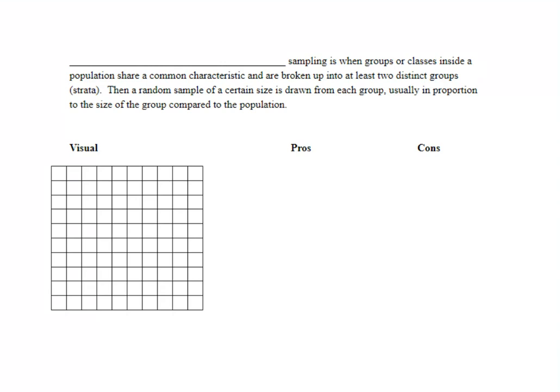Okay, and I think there's one more, and this one's called stratified sampling. When groups or classes inside a population share a common characteristic and are broken up into at least 2 distinct groups, then a random sample of a certain size is drawn from each group, usually in proportion to the size of the group compared to the population.